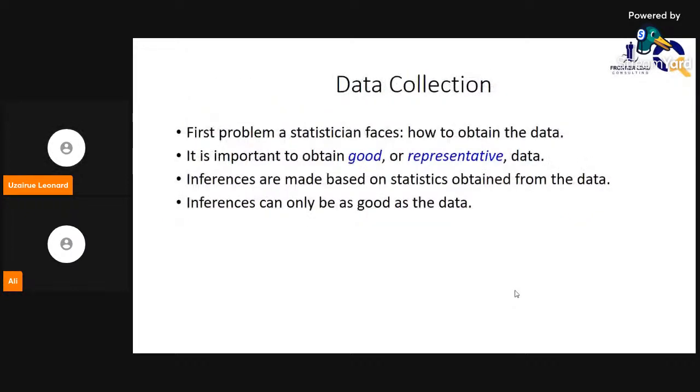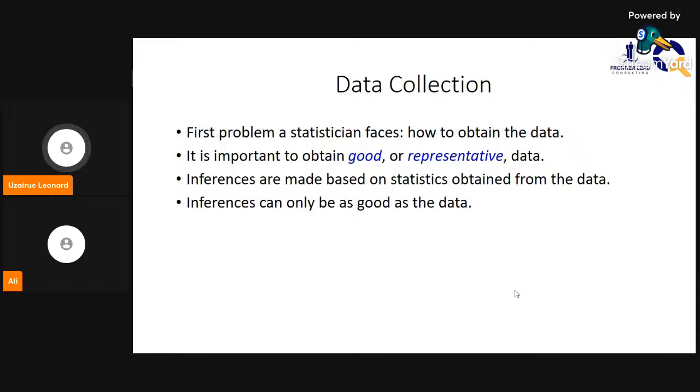Now we are at a very important aspect, which is the first problem that you, as a statistician, are going to face: knowing how to collect your data. Because if you do not collect your data well, the result you are going to get will not make sense. So the first problem a statistician will face is how to obtain data.